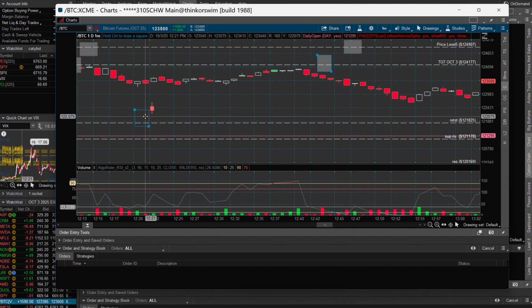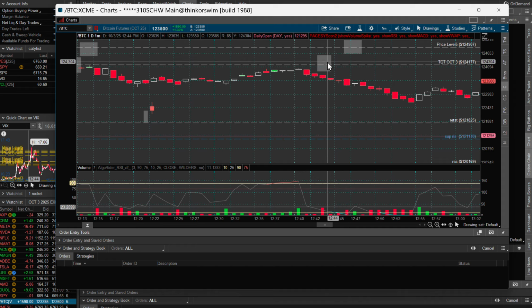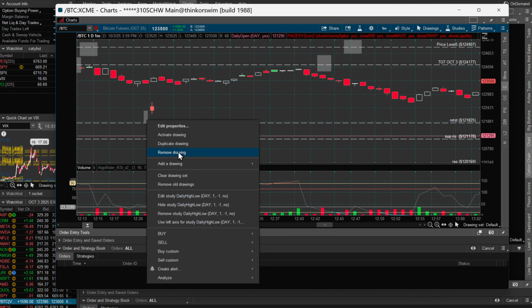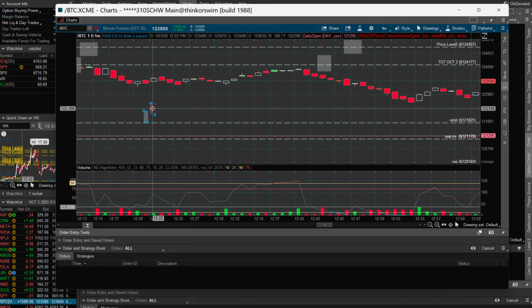I'm looking for this to keep going. These are 1 minute candles right now. I want to see this building up. I want to see these starting to build up.